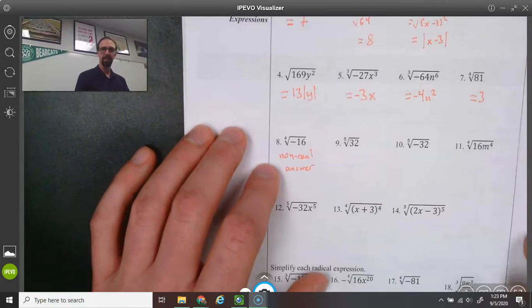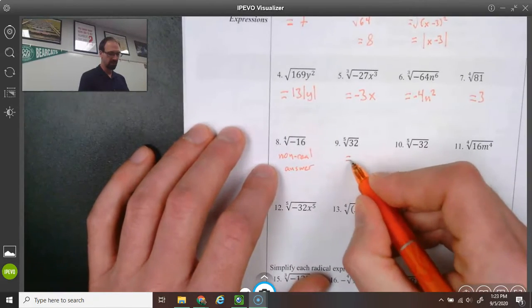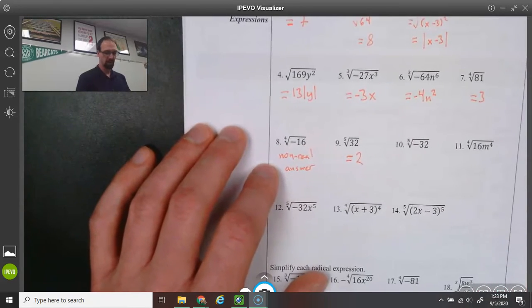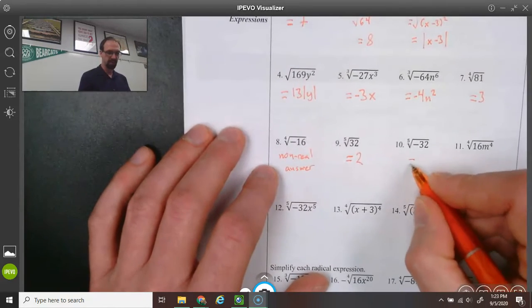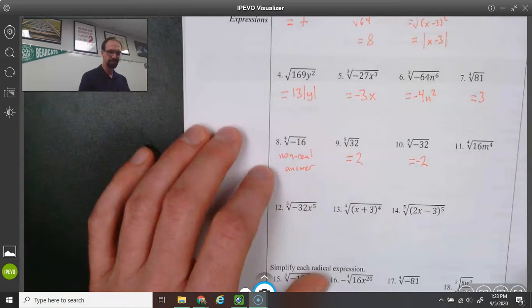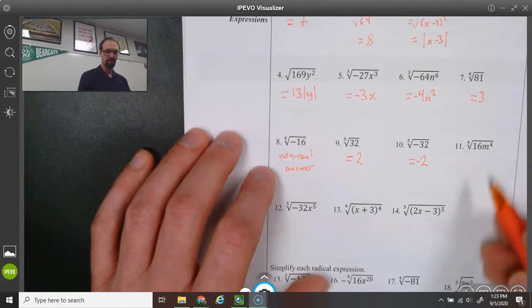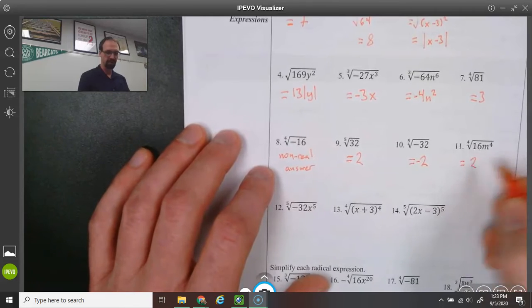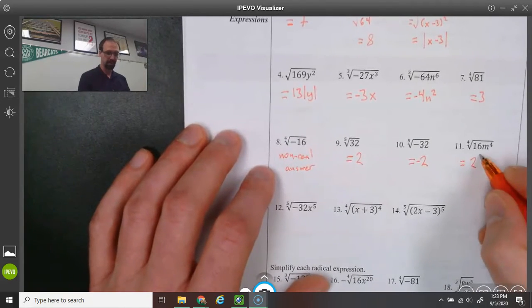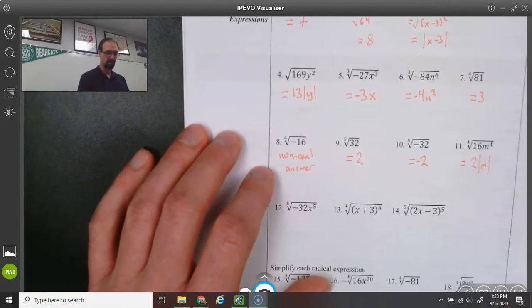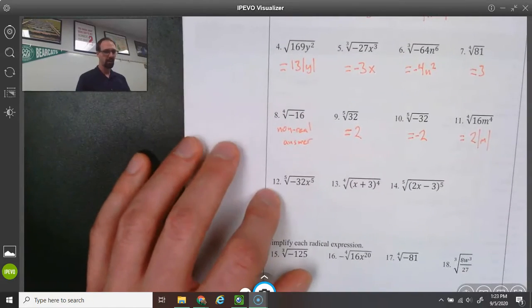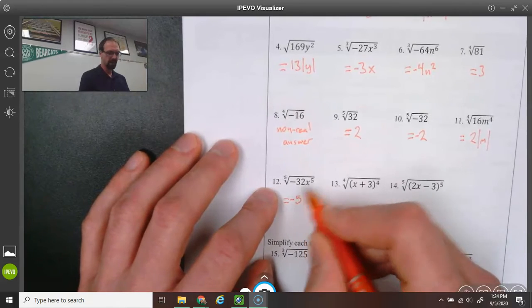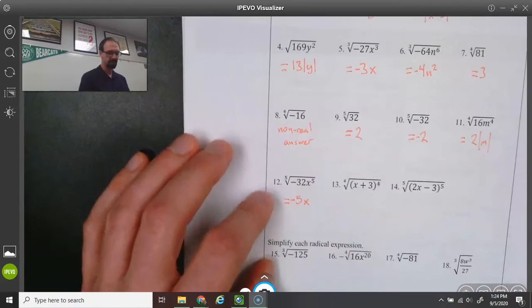For number 9, the fifth root of 32 is going to give us 2. For number 10, the fifth root of negative 32 is going to be negative 2. For number 11, the fourth root of 16 n to the fourth is going to be 2. That part does not need the absolute value marking, but the n does, so 2 times the absolute value of n. For number 12, the fifth root of negative 32 is negative 2, and then the fifth root of x to the 5th is x.